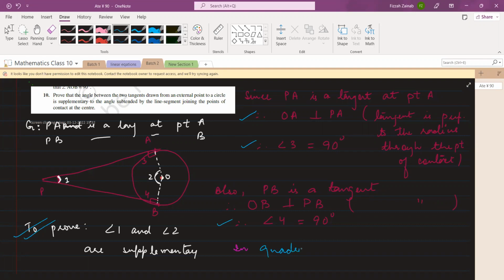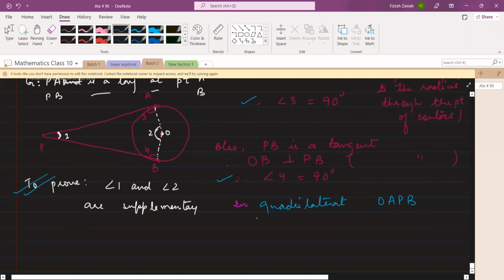So in quadrilateral OAPB, we use the angle sum property. So angle 1 plus angle 4 plus angle 2 plus angle 3 is 360 degrees. Why? This is the angle sum property of a quadrilateral.